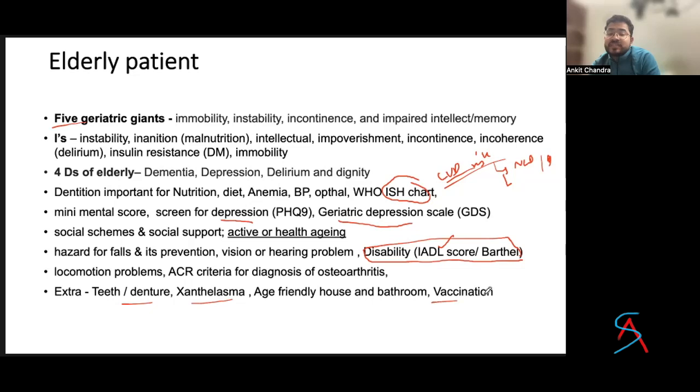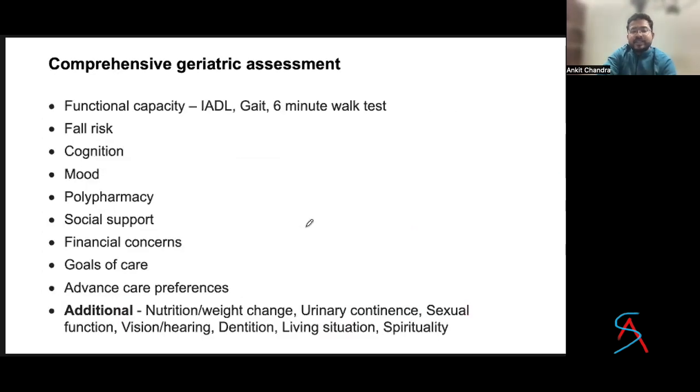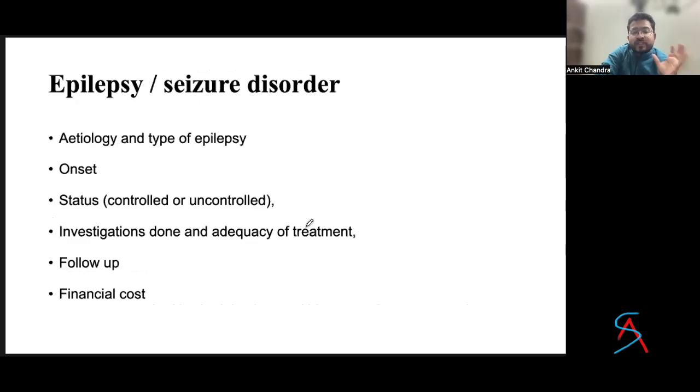But there is vaccination specific to the elderly. That you can read. You can read about the age-friendly house and bathroom. All these hearing and vision problems, we have to assess among elderly patients. So this is just one scale, the comprehensive geriatric assessment scale. You can use this scale if there is a geriatric case, depends on you. For epilepsy, again look at the etiology, how it started, how it is controlled or uncontrolled, whether there is any adherence to treatment or not, any follow-up, when was the last seizure, how is the follow-up being done.